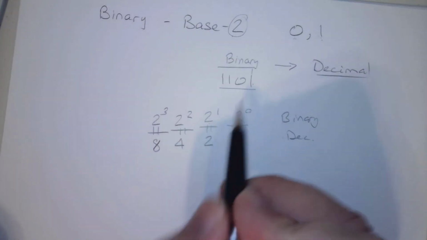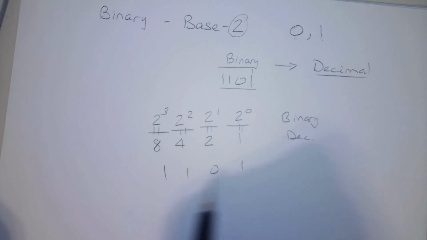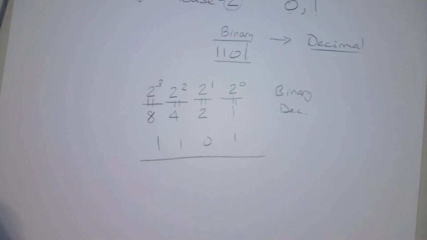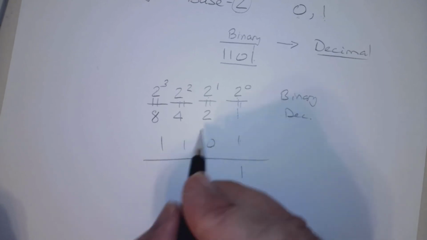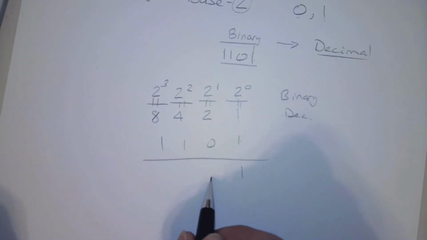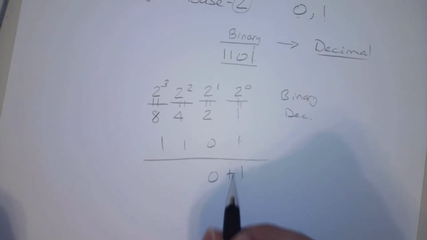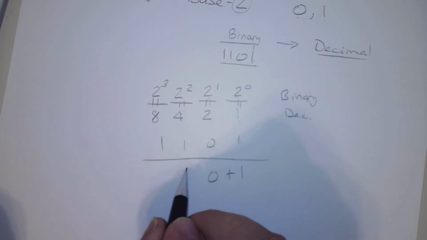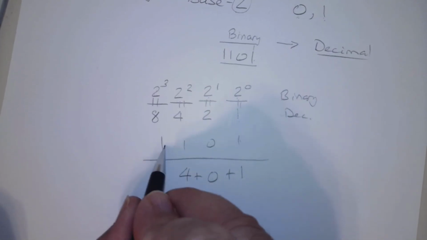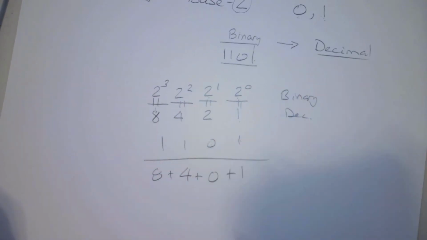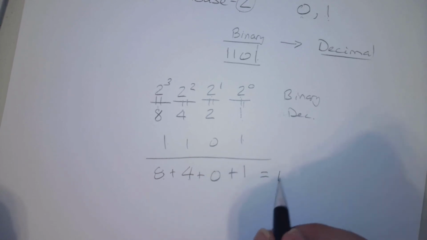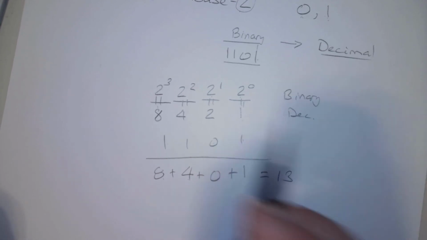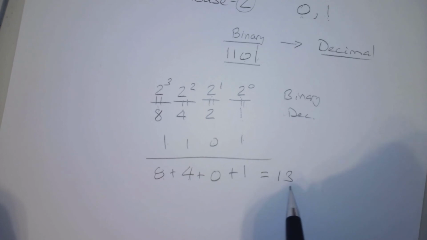So our number, 1101, we use a 1, so that's 1. No 2s, so there's nothing there. 1 times 4 is 4. 1 times 8 is 8. 8 plus 4 is 12, plus 1 is 13. So 1101 in binary equals 13 in base 10.